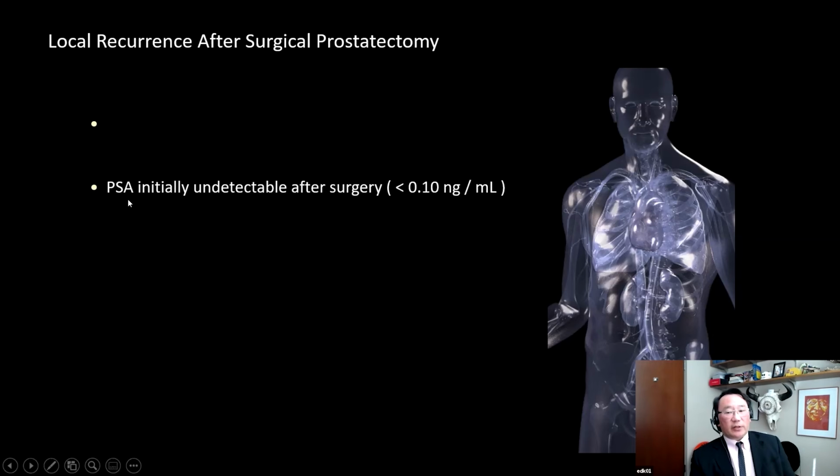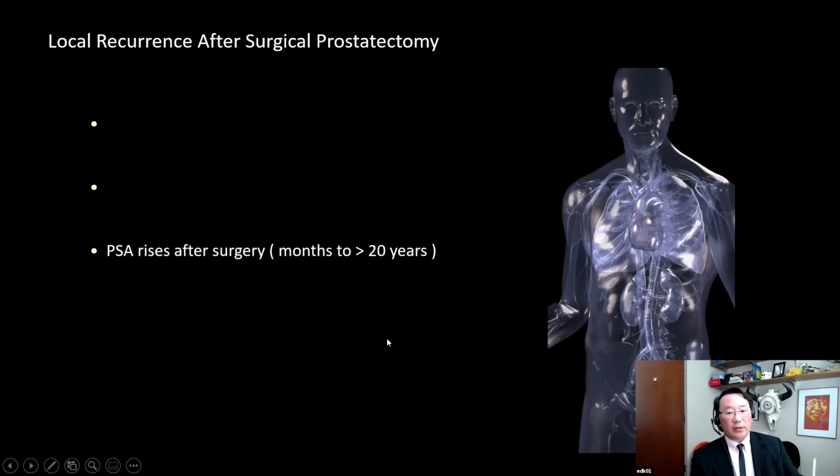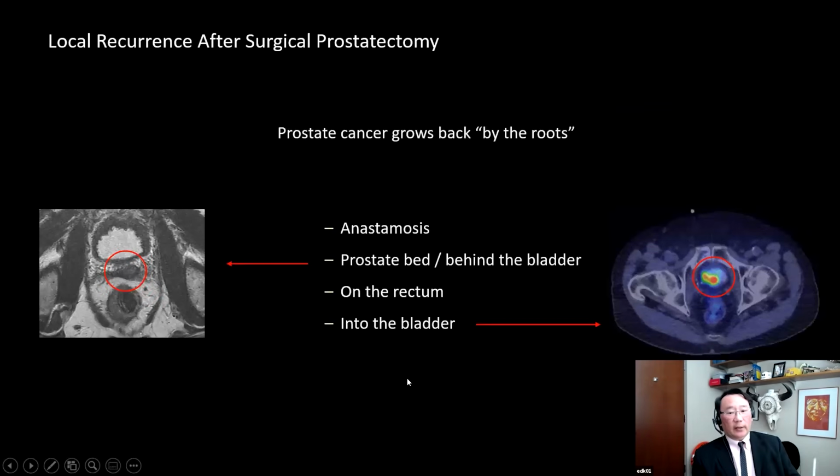The way this usually is, the patient at first has undetectable PSA, but then over time, PSA starts to go up. You can have PSA start going up 20 years after your prostate has been removed. A lot of times, these are local recurrences where the prostate cancer is basically growing back by the roots somewhere in the pelvis. So sometimes the cancer can come back between the bladder and the rectum, or sometimes it actually can grow into the bladder, or sometimes it can be on the front of the rectum, or it can be at the site of surgery where the bladder is joined to the urethra.